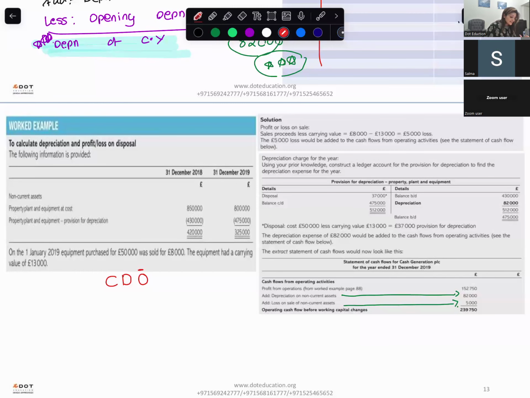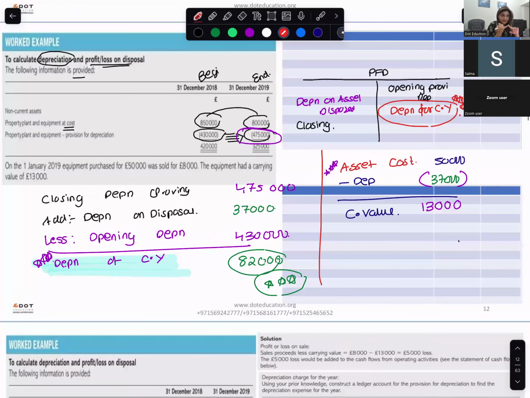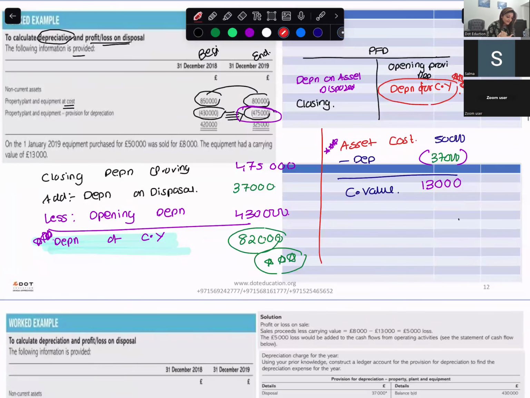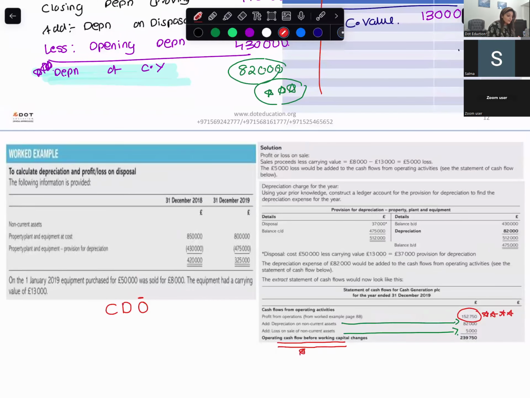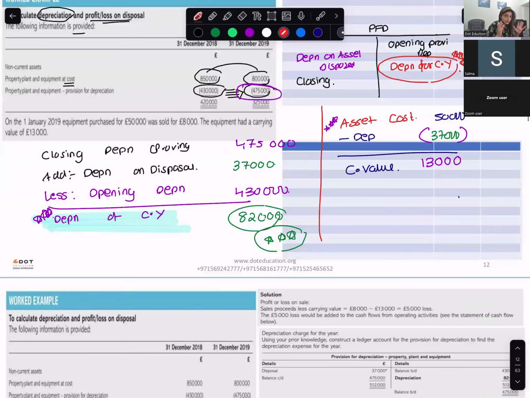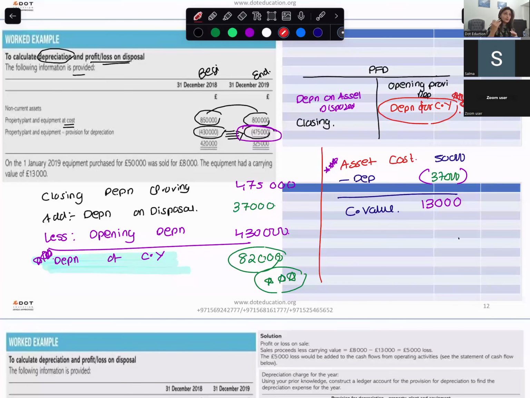I want you to try this sum yourself, where I want you to find out the operating cash flow before working capital changes. Profit from operations is 150,750. Again, try and work out, based on the explanation given, the depreciation of the current year and profit or loss on sale of asset, and arrive at operating cash flow before working capital changes. Do it, and after it is done, go to activity 1. If you have doubts, you will ask me again.